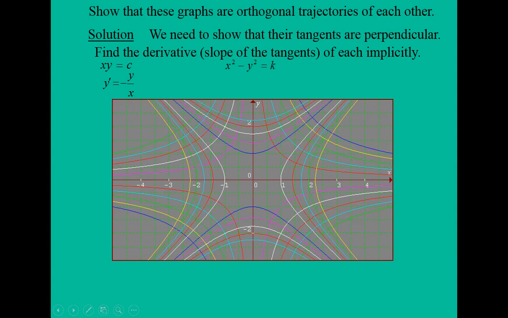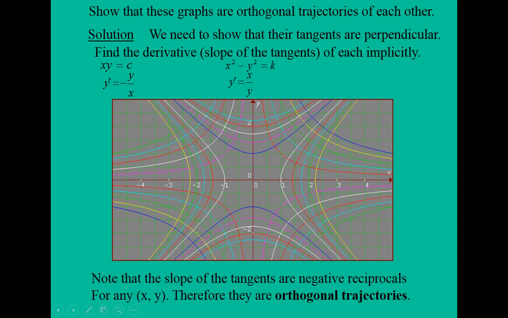Let's do the same for the other equation, x squared minus y squared equals k. Finding the derivative implicitly, we get 2x minus 2y times y prime equals 0. k is just some constant. Solving for y prime, we get y prime equals x divided by y. We can see that these two are negative reciprocals of one another. These represent the slopes of the tangent lines for these two equations. Therefore, the slopes of the tangent lines are negative reciprocals, so these would be orthogonal trajectories.